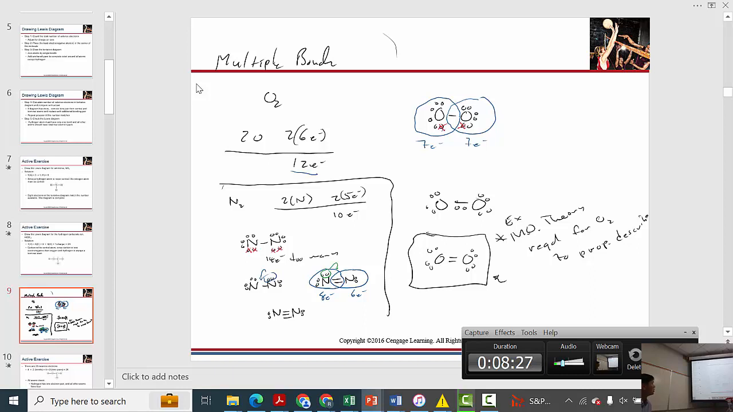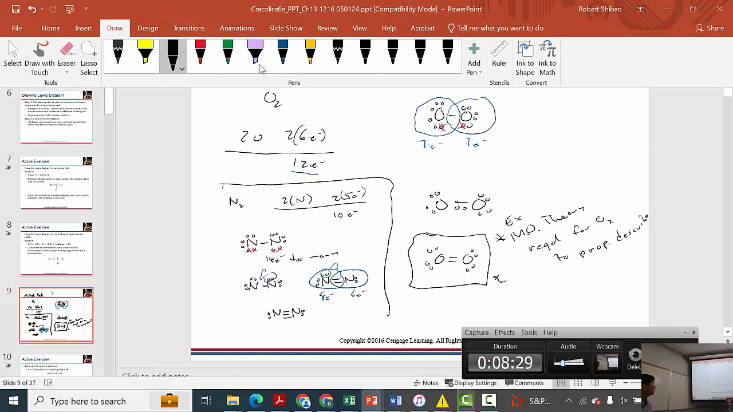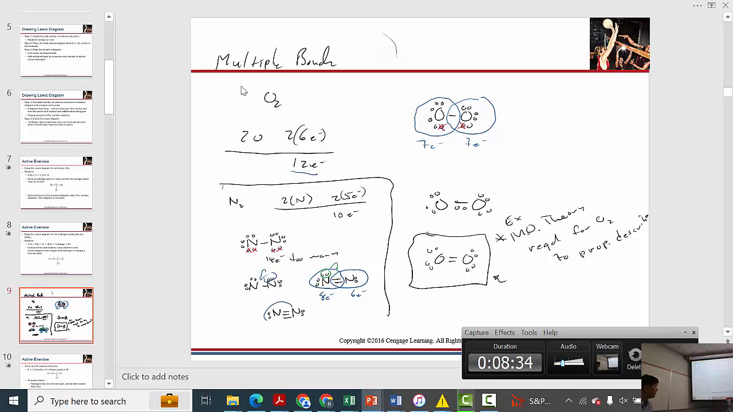Okay, now let's check the octet. Is the octet rule satisfied at this point? Yes. Yeah, because this has 8 electrons, and this would have 8 electrons.